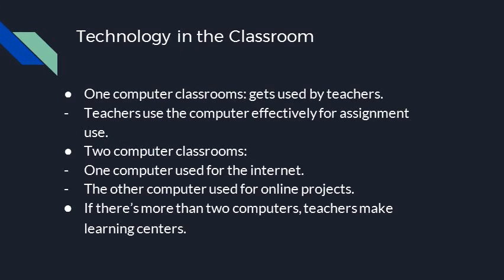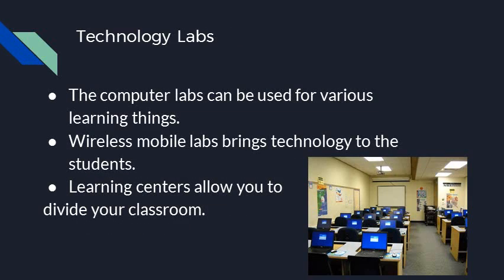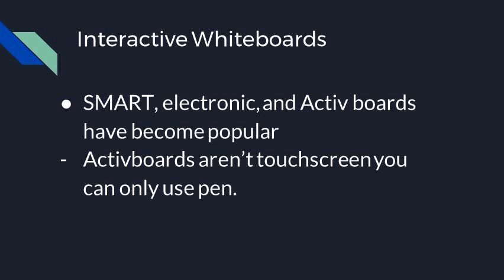Usually classrooms with one computer get used by teachers for various activities. Teachers that have classrooms with two computers can decide to use one computer for internet use and the other can be used for student writing projects, depending on the teacher. If teachers have multiple computers in a class, students can use the computers for various assignments. Different interactive whiteboards include smartboards, electronic boards, and active boards. Active boards aren't touchscreen like the others, but they are all effective in the classroom for teachers and students.